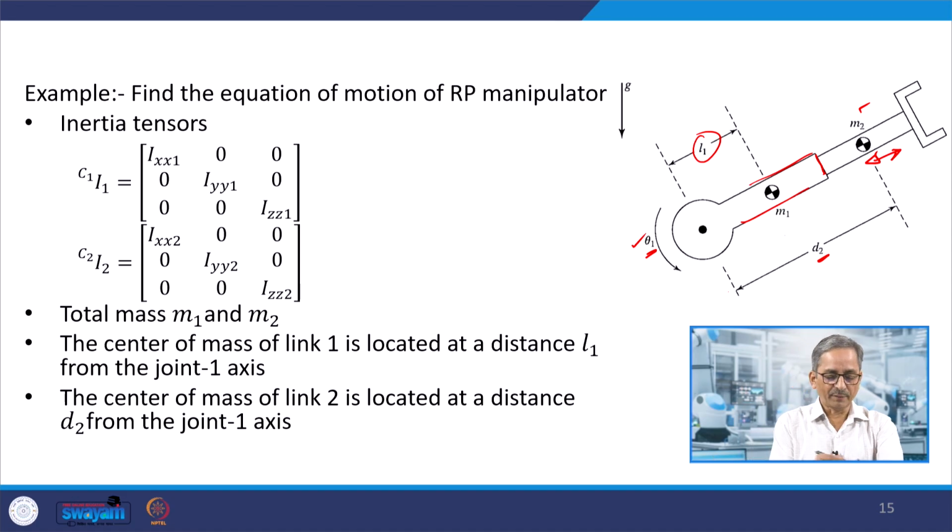Okay, and we are given the inertia tensor for the two links. Since this is a planar manipulator, my rotations are going to be about the z axis only, say z0. So essentially I will be interested in these two terms from this inertia tensor. Hope it is clear.